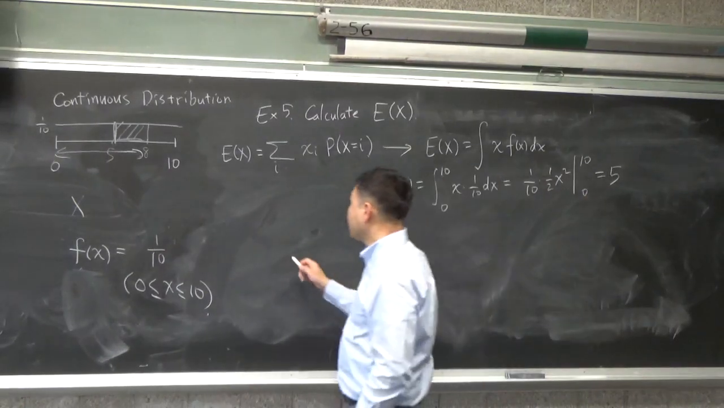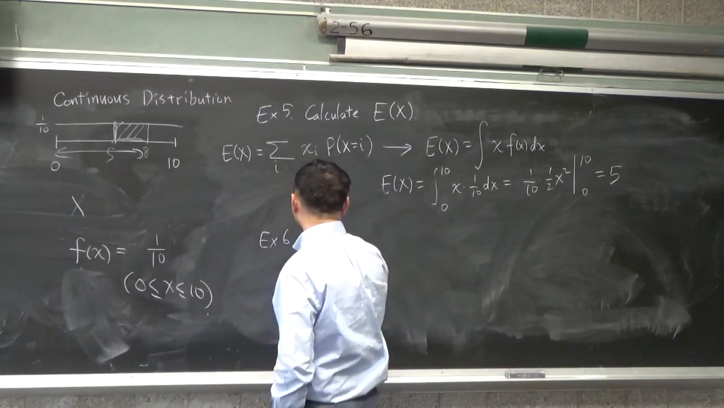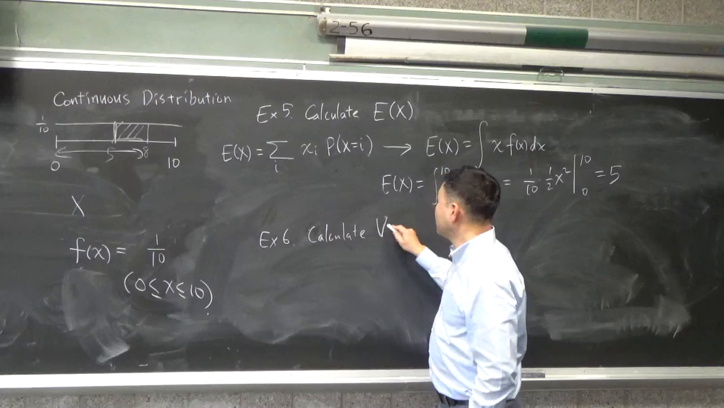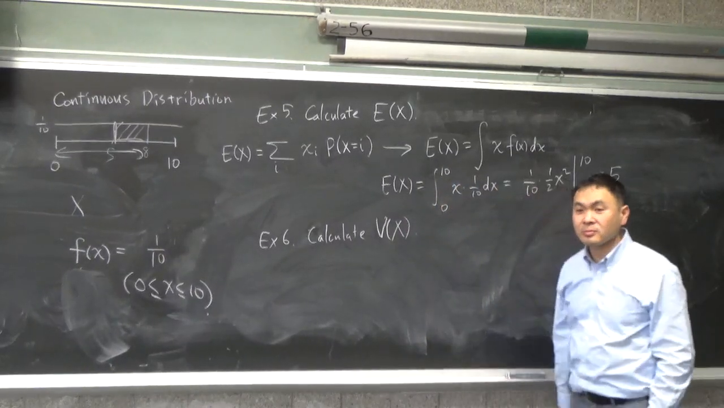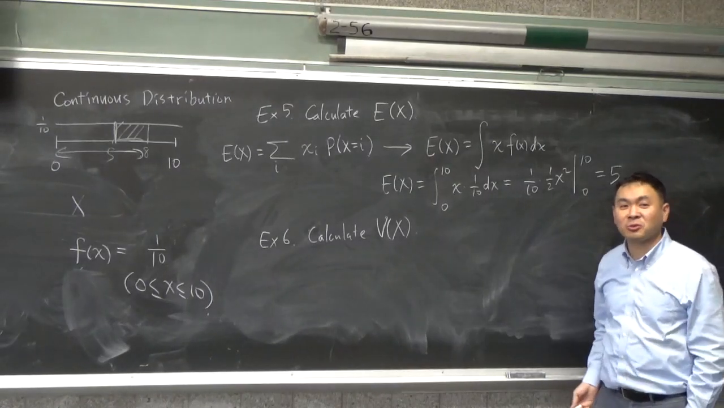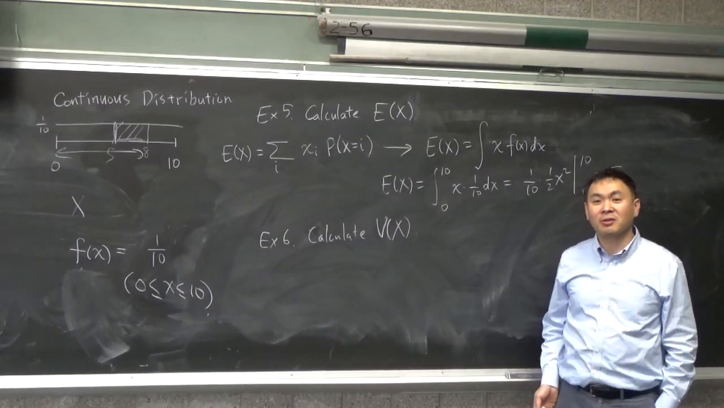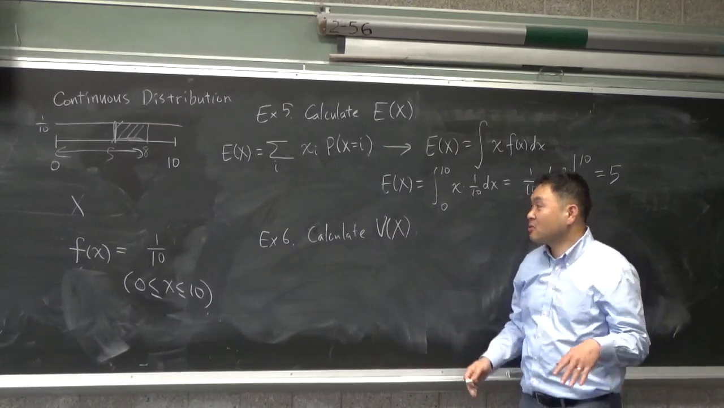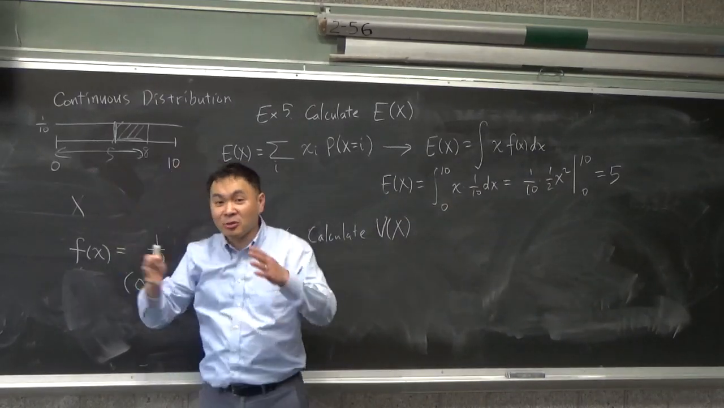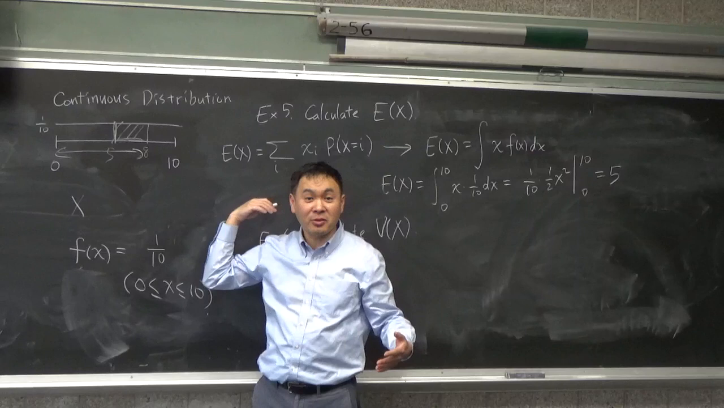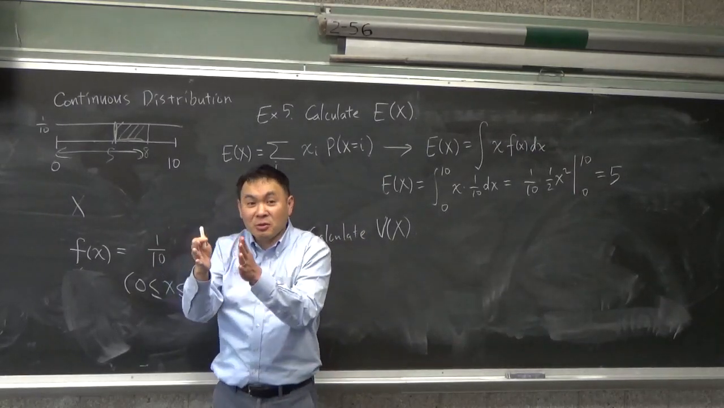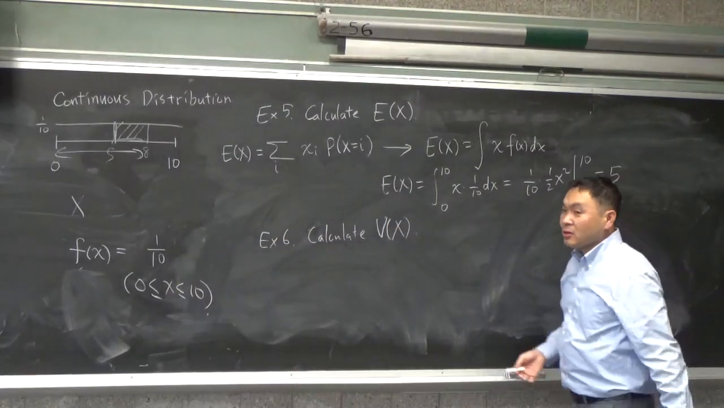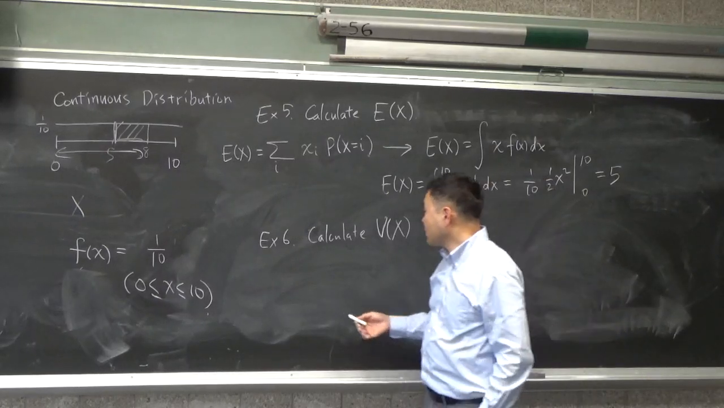Now, example 6. Calculate the variance. What is the variance again? What does it measure? What does variance tell you? How spread out the data is, right? So if this pool was gigantic, 100 feet, then the variance will be bigger, right? If the pool is tiny, like one foot, then it will be smaller, and so on. Okay. So that's the value that you want to calculate here.